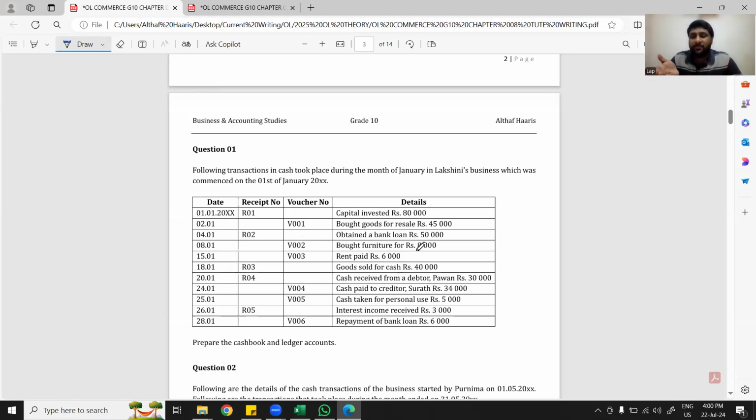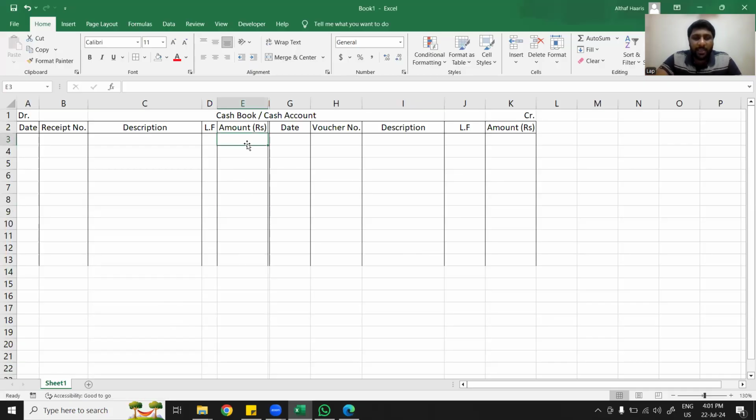So cash increasing. Now take the paper for the double entry, debit and credit. Take it fast. Good. So cash is increasing by 80,000. Cash increasing by 80,000.